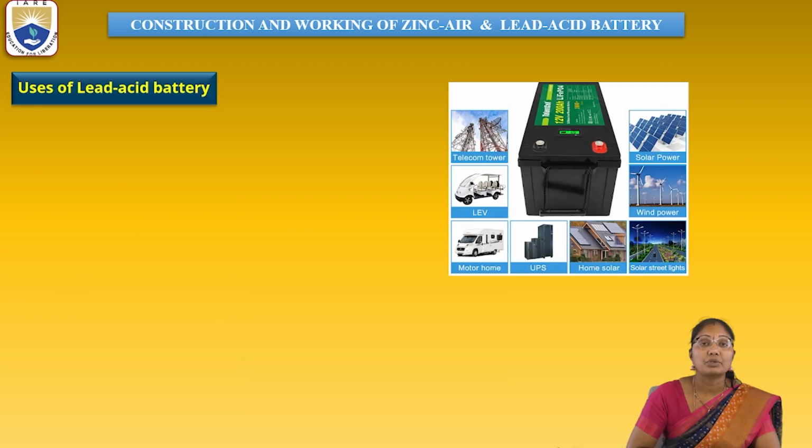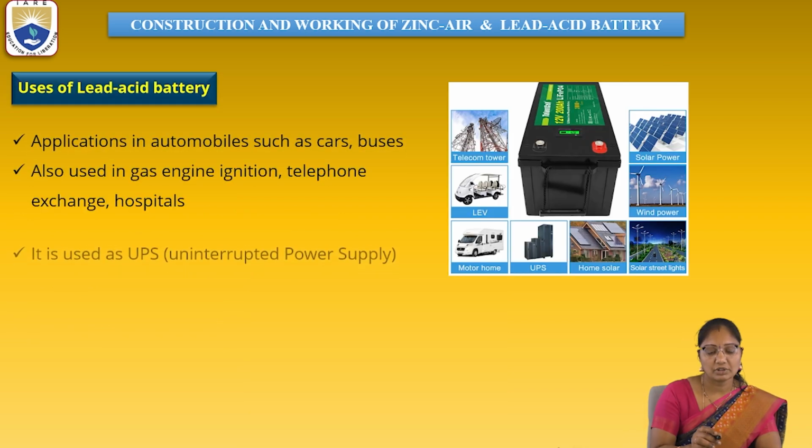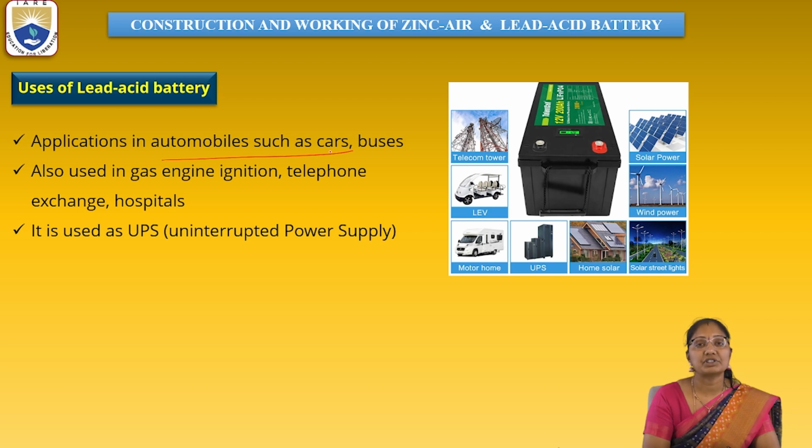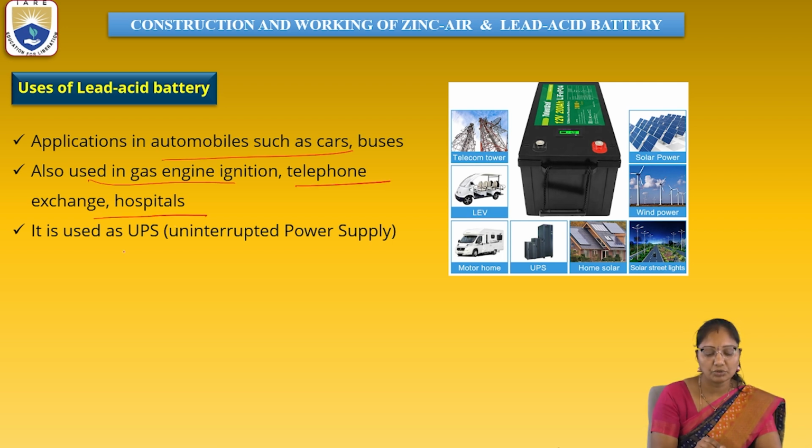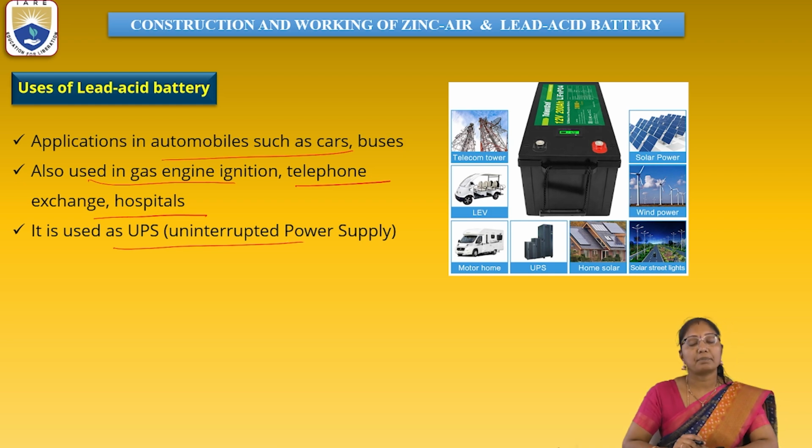So coming to the uses of lead acid battery, the applications are in automobiles like cars, buses and motor vehicles, and also in gas engine ignition, telephone exchanges, and even in hospitals. It is used as a UPS, which is an uninterrupted power supply, as a backup of power. This is about the batteries, namely lead acid and zinc batteries.